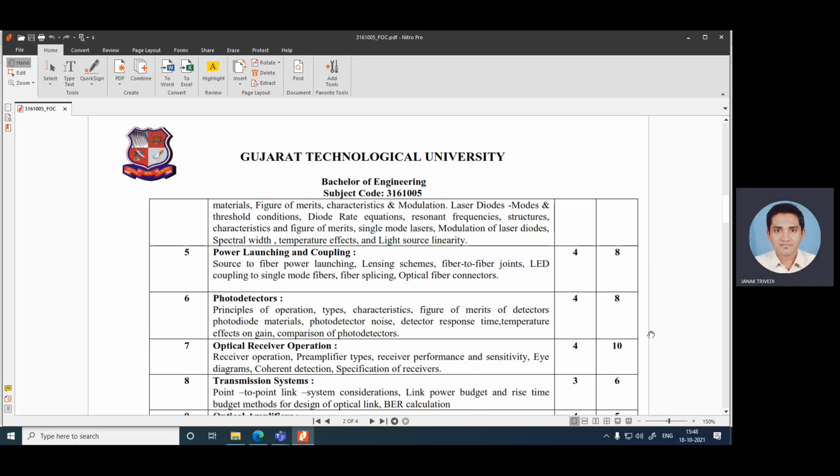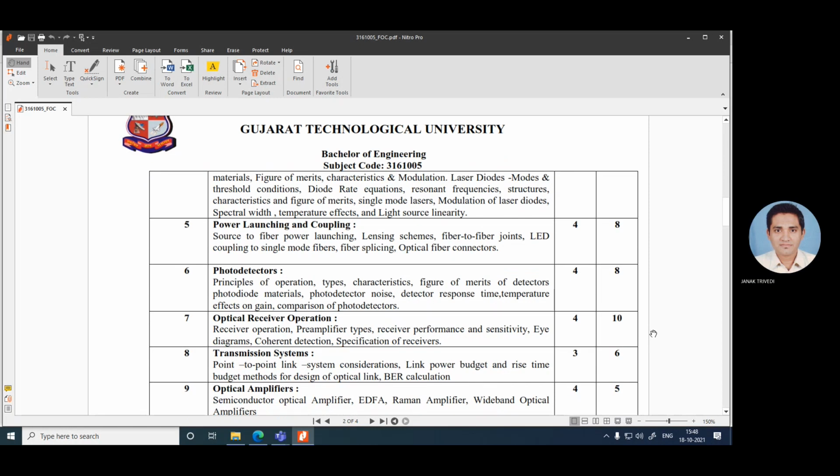The next is optical receiver operation. In this chapter, receiver operation with preamplifier types, receiver performance and sensitivity, eye diagrams, coherent detection, and specification of receivers are discussed. The number of hours is 4 for this chapter and the weightage is 10%.